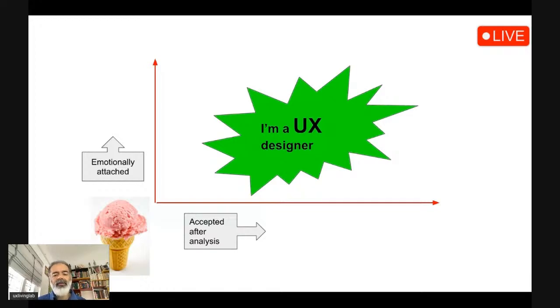Another aspect is accepting the product after analysis. The consumer will think whether this product is good for my health or good for my family. Whatever the situation the consumer requires, he will think whether this product is good, and will go through the specification of the product. Then some analysis goes on based on the knowledge of the consumer. Then the consumer will accept the product. So these are two different directions. One is emotionally attached, the other is accepted after analysis. I hope you are getting it, right?